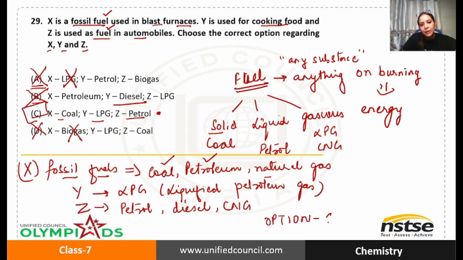So the correct answer, I hope you will find it easily, is option C. That is, X is identified as coal, Y is identified as LPG, and Z is identified as petrol. And these all options could be right if they were present in the question or in the options.